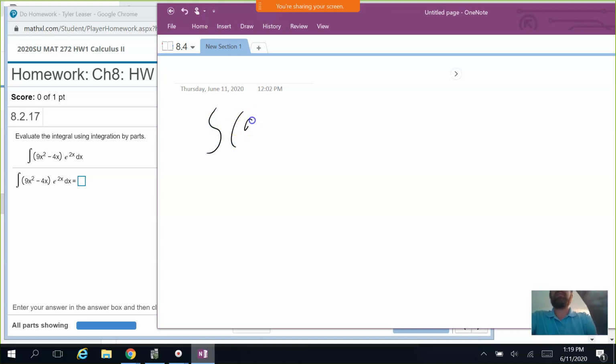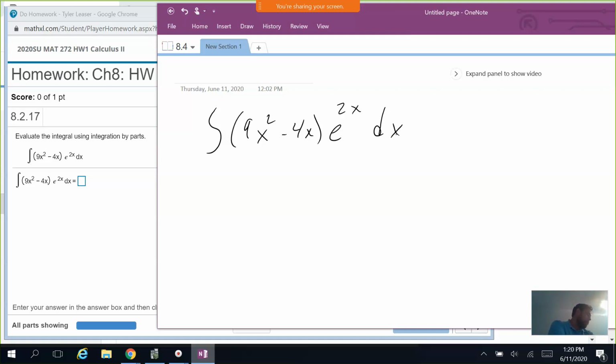So this is number 8 on this homework. The integral of 9x squared minus 4x, all times e to the 2x, dx. Okay. Just looking through this, the key for this one is the fact that we have two functions multiplied together and we cannot do u substitutions. We'll try integration by parts.